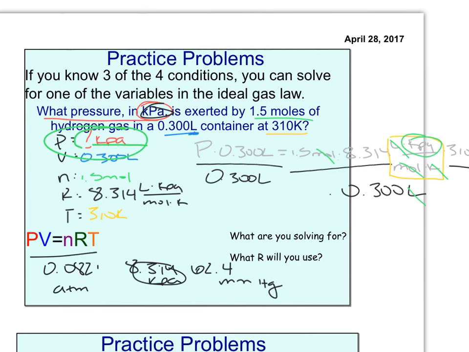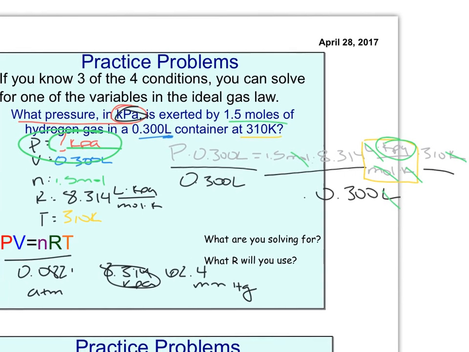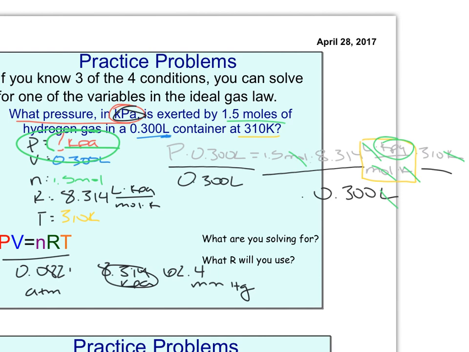Okay. So I'm going to take 1.5 times 8.314 times 310, and I'm going to divide it by 0.300 liters. When I type this into my calculator, I get P equals 12,886. But, sig figs: 1.5 is 2.